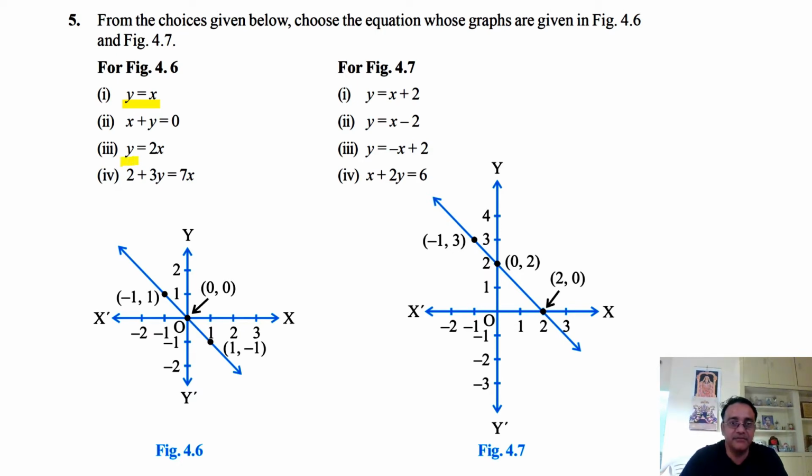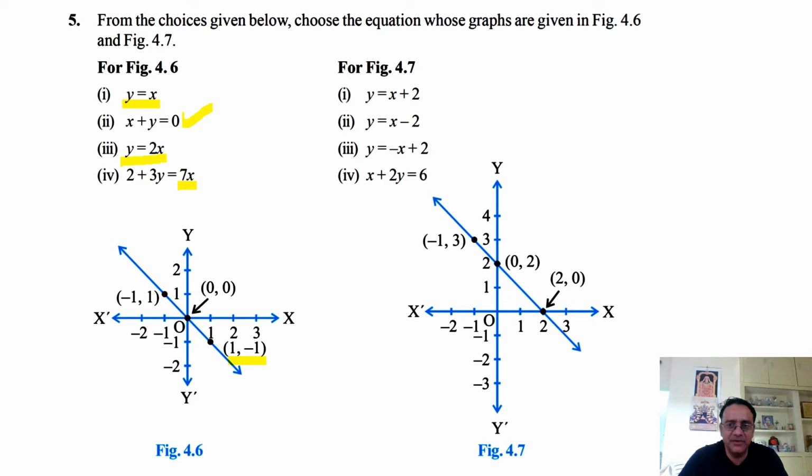And if we check for y is equal to 2x, if we put x is equal to 1, we'll get y is equal to 2. Actually, I am checking for this one. Okay, y is 1 minus 1, and again if we put here 1, I'm not getting minus 1. So the only equation where I'm getting minus 1 is x plus y is equal to 0. Similarly, we can check here also.